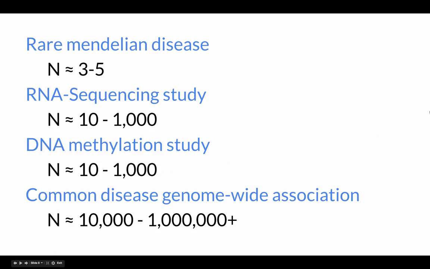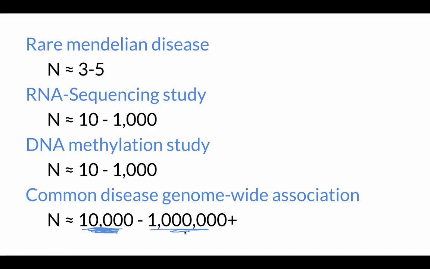Finally, for common disease genome-wide association studies, so these are diseases where there's a genetic variant, but we don't expect it to be perfectly linked with any particular trait. It might be a relatively subtle effect size. We want to measure lots and lots of people. So there, the smallest sample size you might even be able to get away with is 10,000.